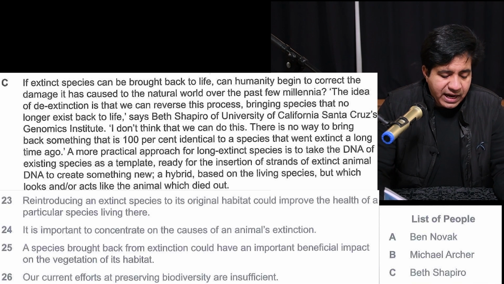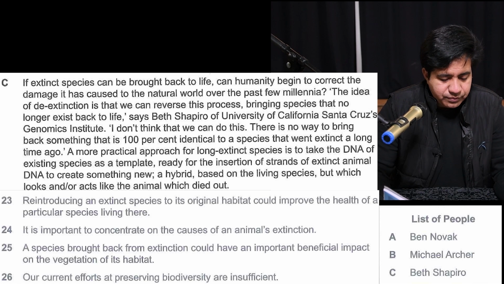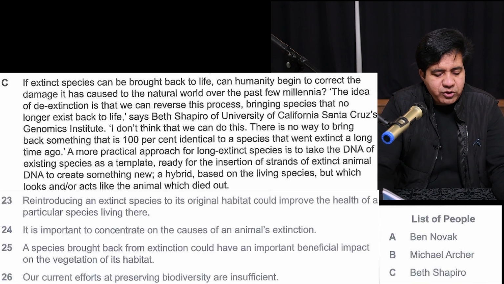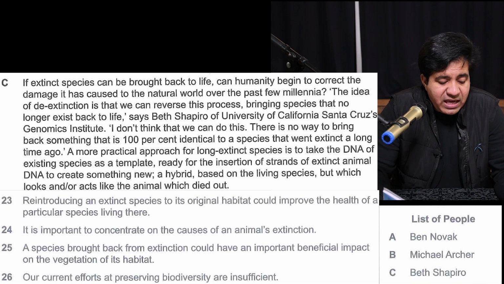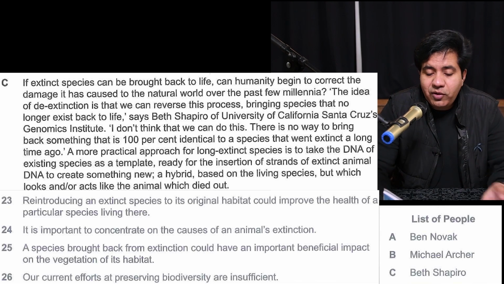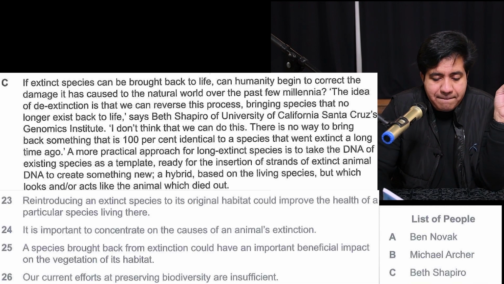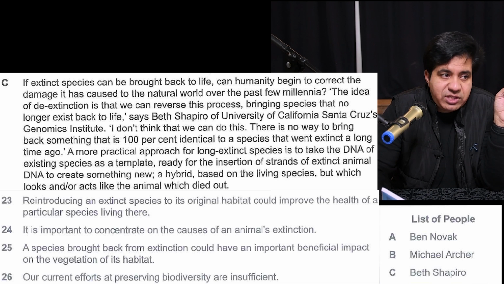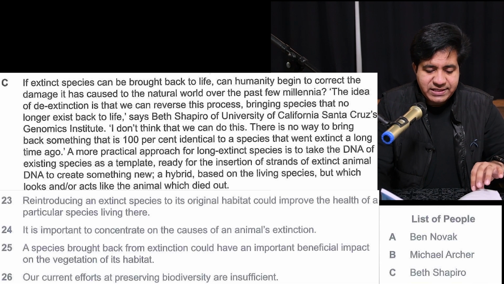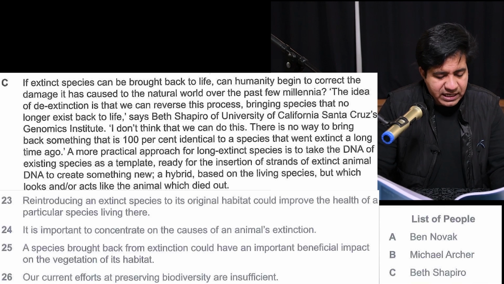If you don't find any idea, then let's read on. Beth Shapiro of University of California Institute: "I don't think that we can do this." It is 26: our current efforts at preserving biodiversity are insufficient. That's right, it's 26. Let's see if there is any other option.